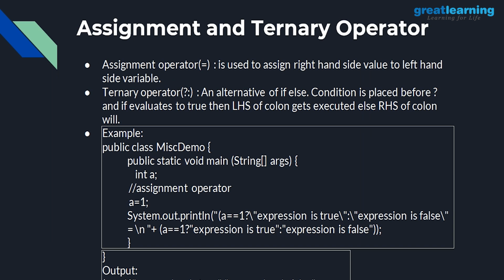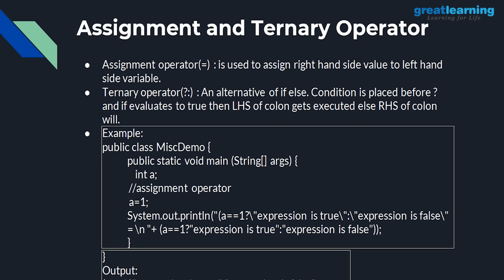Now the assignment operator and ternary operator. Basically the double equal to sign is used to check equality. The single equal to sign, the assignment operator, is usually used to assign the right hand side value to the left hand side. Basically, if I'm using what we were using until this point, a equal to 10, we are assigning 10 to that variable a. So the equal to sign is the assignment operator, right?